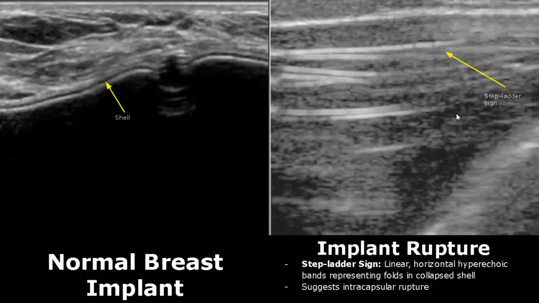A normal breast implant is anechoic with a double-layered hyperechoic shell. And these are the normal breast tissues. In an implant rupture, we have a step-ladder sign, which are linear horizontal hyperechoic bands representing folds of a collapsed shell. It suggests intracapsular rupture.